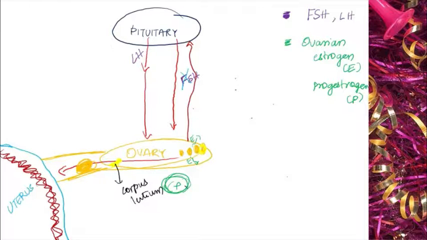If there is fertilization and then implantation occurring, the placenta takes over the production of progesterone, which will maintain the lining. If there is no implantation, of course, this progesterone is going to be over, and this is going to shut down.